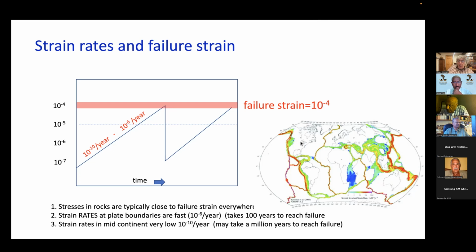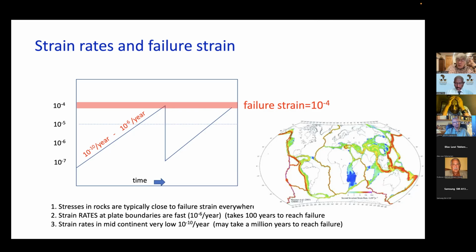So in the middle of a continent, where strain rates may be only 10 to the minus 10, it may take 1 million years to get from one earthquake to the next. If you're at a plate boundary, whether it's tensile or compression or shear, whatever, it can be as short as 50 years. In California, it's around about 100 years, and so on. And this applies to all magnitudes of earthquakes.